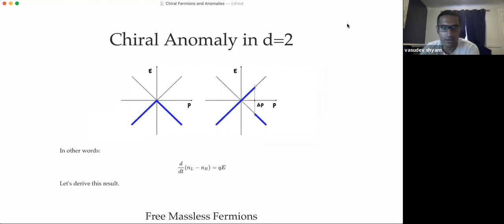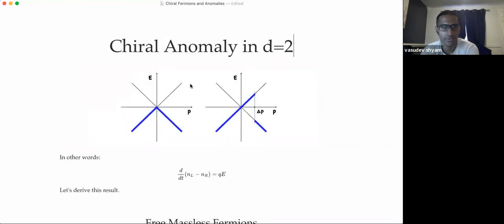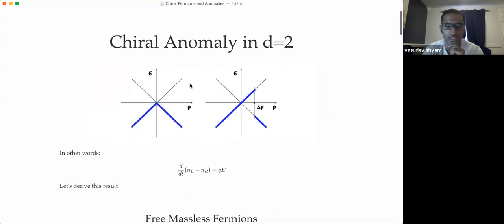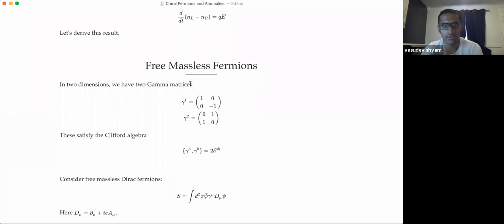But for now, we'll just be interested in this invariance called chiral symmetry, and we'll look at the simplest setting where it manifests, which is with these 1 + 1 dimensional fermions. So I'll start with the free theory, and then we'll see what the implications are for interacting theories and so on.